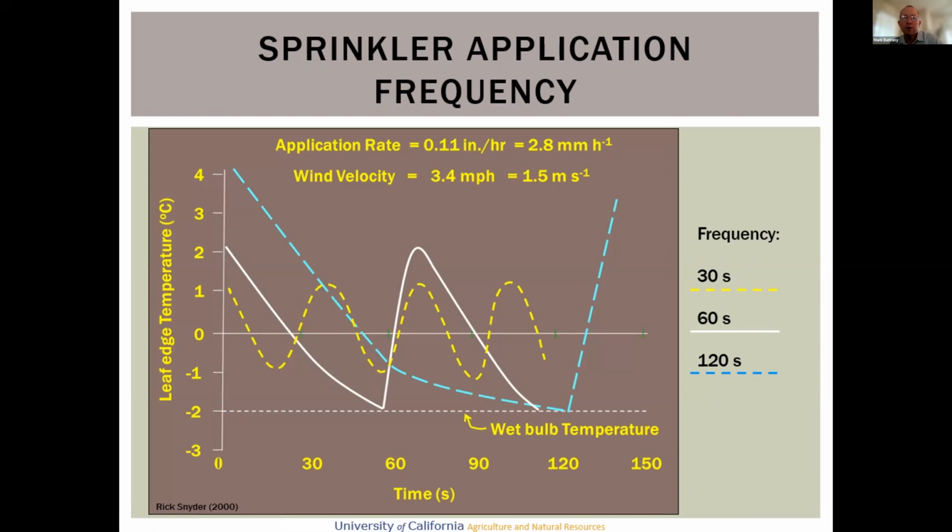So if you're having to choose between types of systems, let's say you're using a combination for irrigation and frost protection, you want to make sure that you have a system with a higher frequency of rotation if your goal is to provide good frost protection. So that's just a key concept to keep in mind.